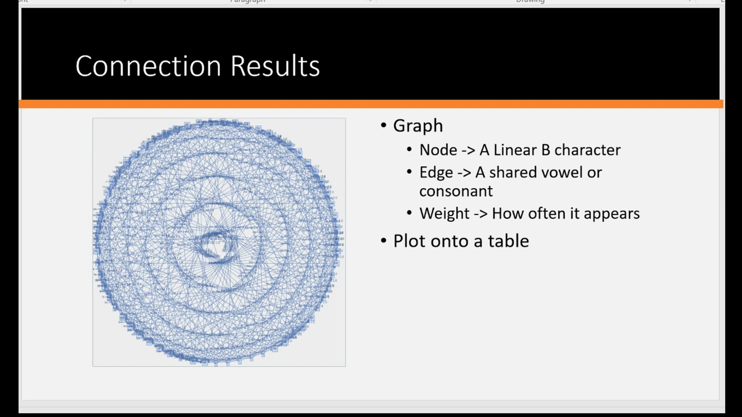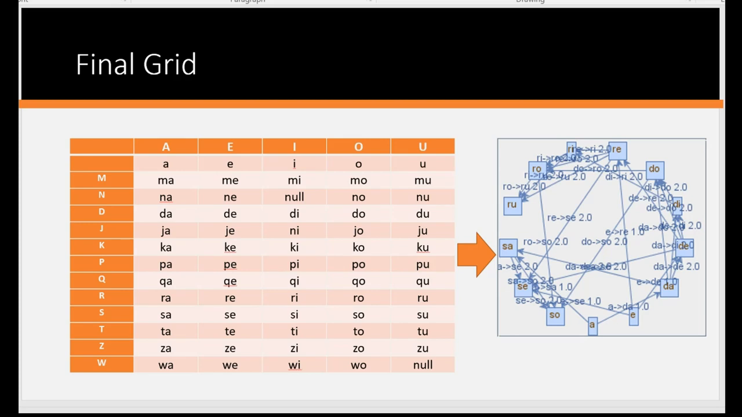And then we take this big graph, and because computers are great at dealing with graphs, we plot it onto a table. So this is kind of a smaller version of the graph, so you can see what it looks like. You can see that this reconnects to C over there with a weight of 2, which means it appears twice. And over here, you can see the final grid it produces.